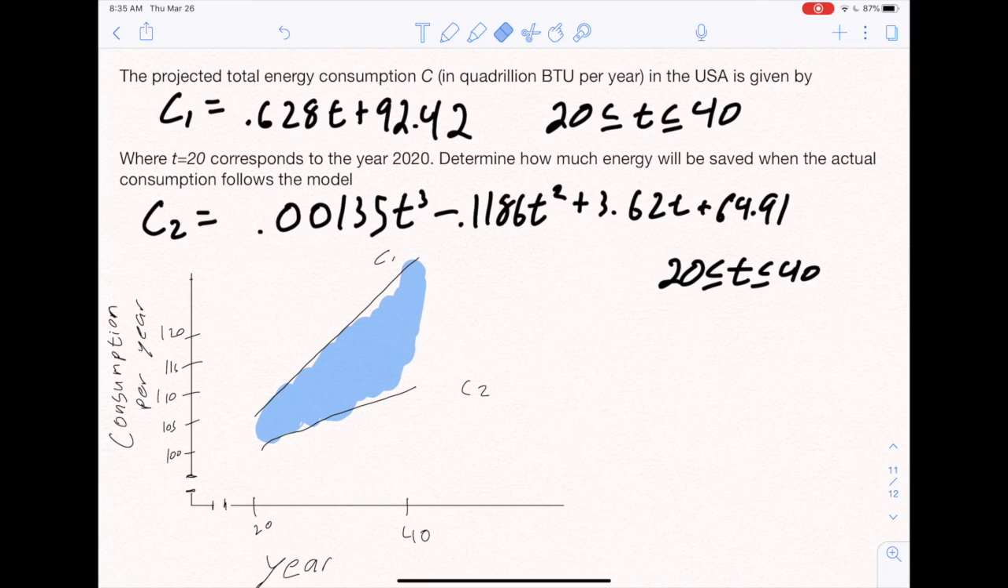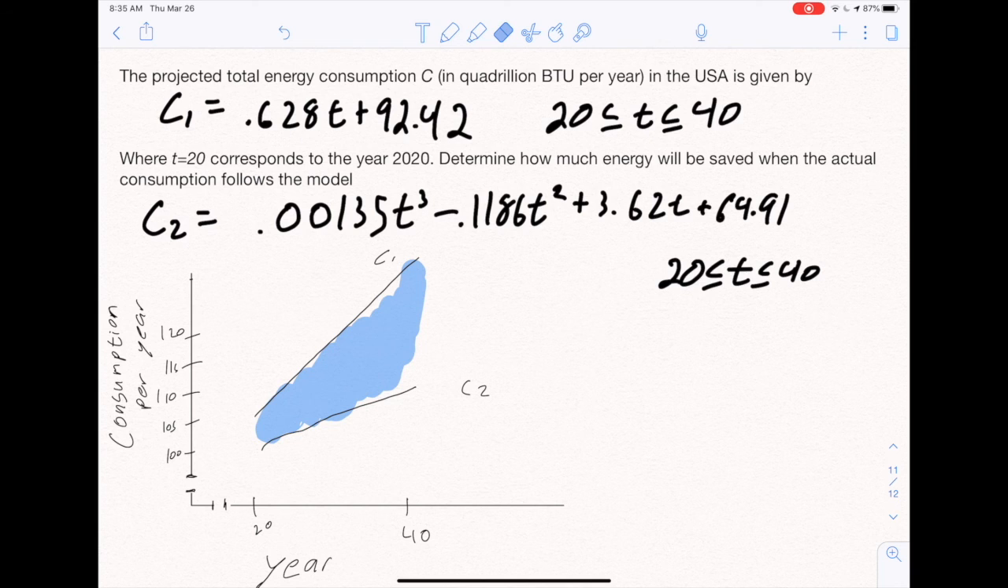This example reads, the projected total energy consumption C in quadrillion British thermal units per year in the United States is given by C1 equals 0.628t plus 92.42, where 20 is less than or equal to t is less than or equal to 40, where t equals 20 corresponds to the year 2020. Determine how much energy will be saved when the actual consumption follows the model C2 equals 0.00135t cubed minus 0.1186t squared plus 3.62t plus 64.91. Again, 20 is less than or equal to t is less than or equal to 40.